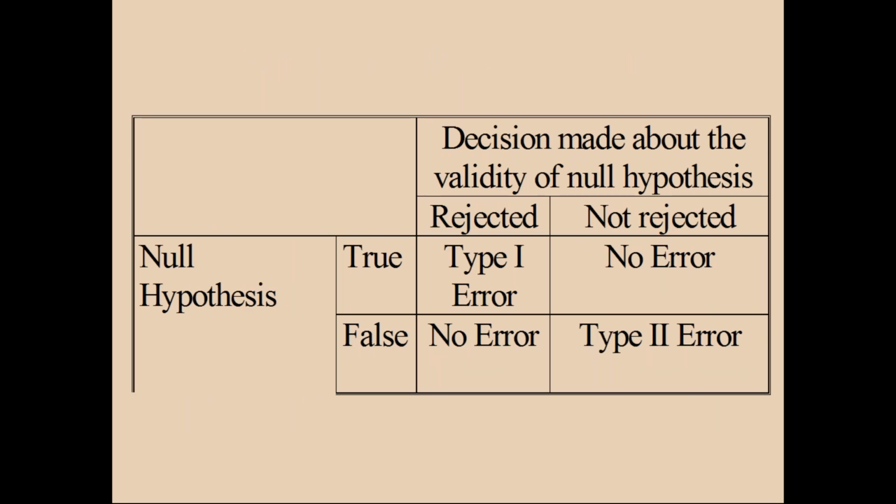What is the 2 by 2 table of type 1 and type 2 errors? How to decide the type 1 and type 2 errors? This is the important slide. The null hypothesis is on one side, and the decision made about the validity of the null hypothesis is on the other side. Rejected or not rejected: if the null is true and rejected, it is type 1 error. Not rejected, no error. If false and rejected, no error. If false and not rejected, that is type 2 error. Here sigma, here beta: type 1 error and type 2 error.